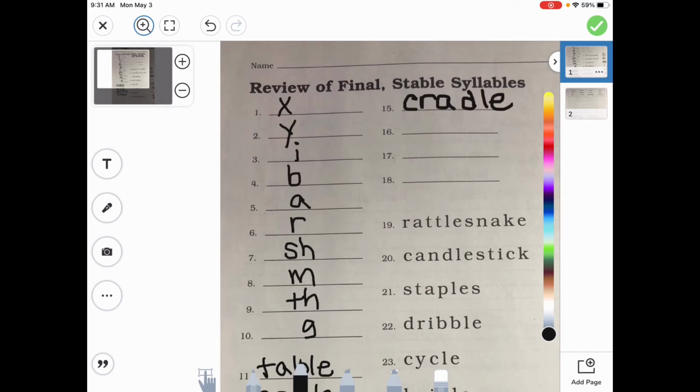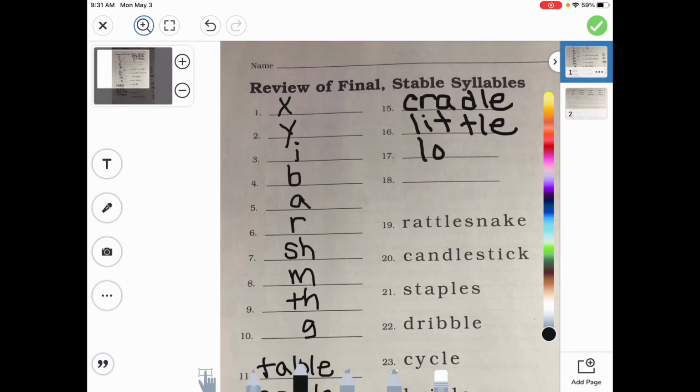Okay, how about little? I have L-I-T-T. So there's lit. Now remember, I have to have that because it's one syllable, lit. Then I say tull. So final syllable, T-L-E. Good job.